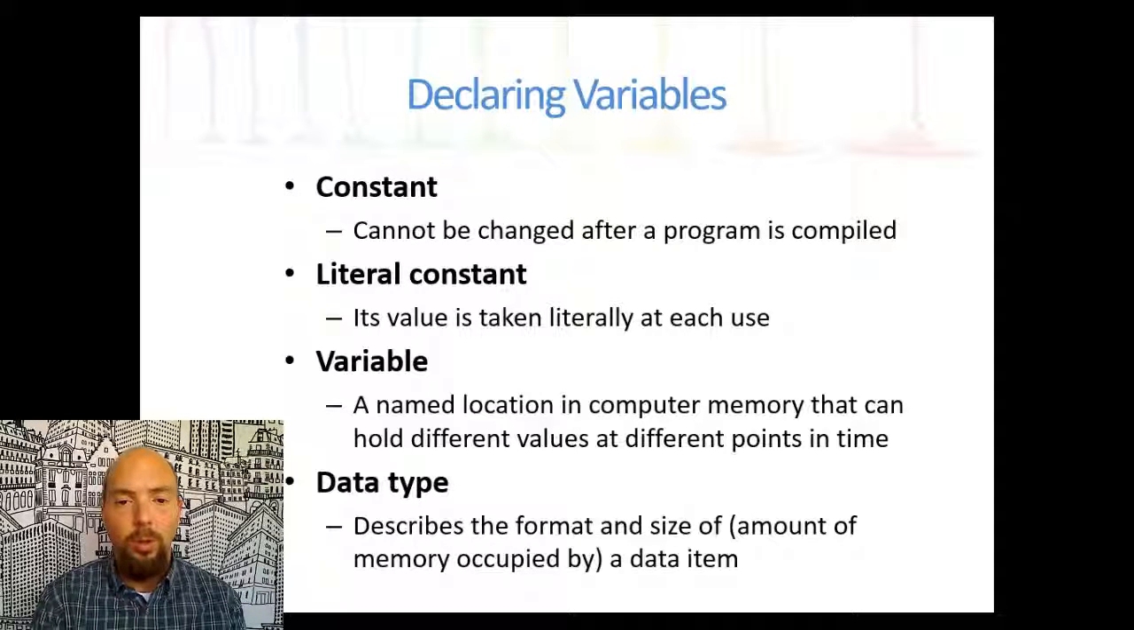A variable would be something like, if I'm making a program that is trying to calculate the total price for a sale, the variable is going to be the price of the item, and it could change from one item to the next. My sales tax rate, I don't want it to change, so I make it a constant. It stays the same throughout my entire program.